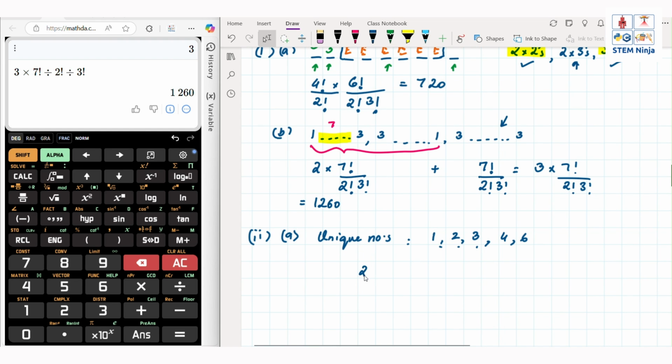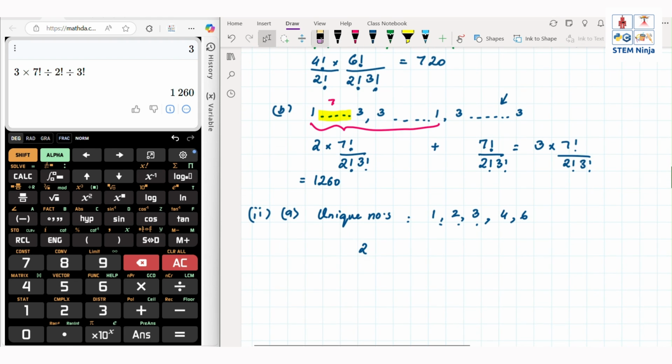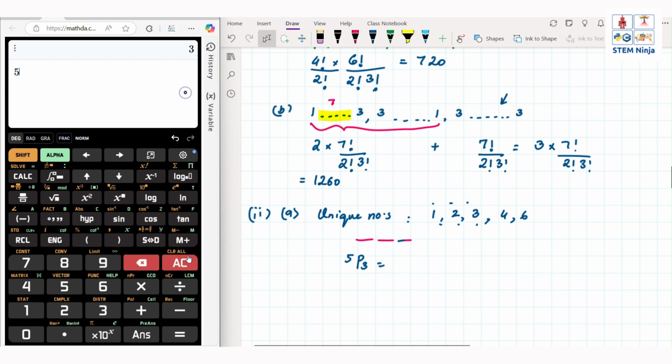Okay, so there are no repeated digits over here. So we could have any of these 3. So out of these 5, we need to place 3, and obviously we need a permutation arrangement problem. So this will be 5P3, straightforward. So 5P3, that is 60.